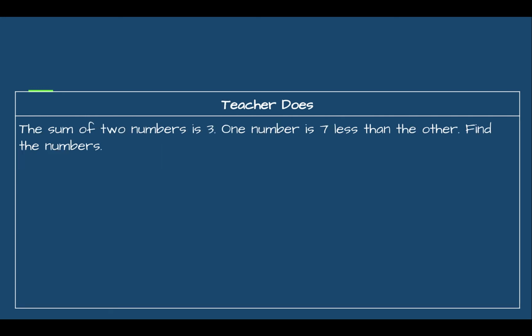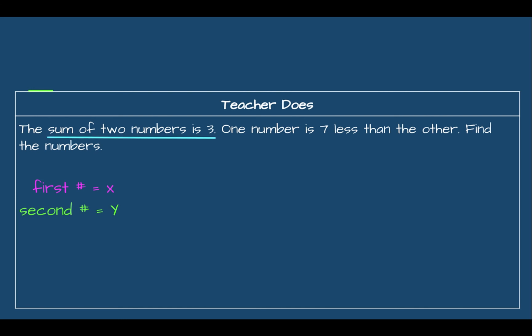Last type of question. These are some questions where they're almost like little riddles. So the sum of two numbers is 3. One number is 7 less than the other. Find the numbers. So here, let's say that our first number is x and our second number is y.